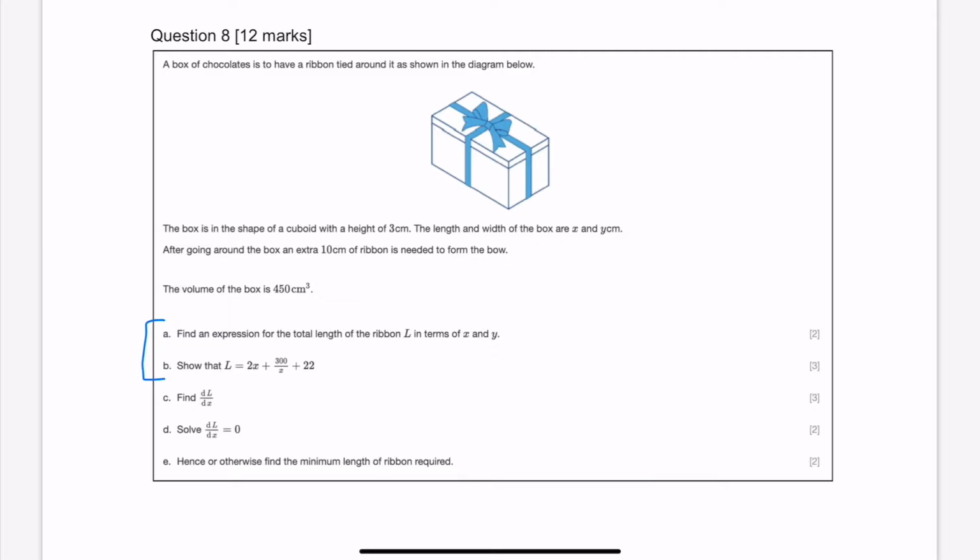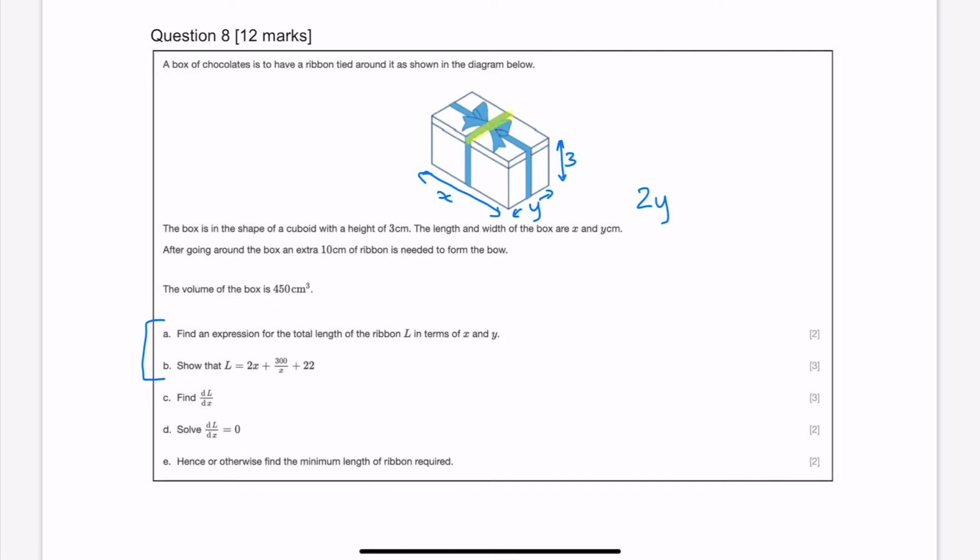So to do A, you're finding the total length of the ribbon in terms of X and Y. So this is an optimization problem. And the length of the ribbon, if we just label the diagram, we know that the height is 3 and that the length and the width are X and Y. So this is Y or X, it doesn't really matter. And this one here is X. And we're trying to find the length of the ribbon. So the length of the ribbon, we have Y, and we'll have the same on the bottom. So 2Y.